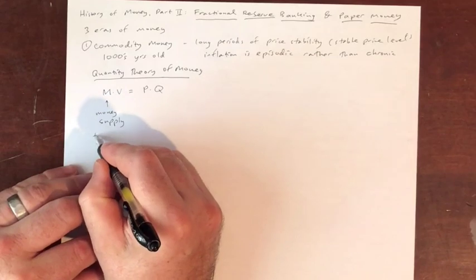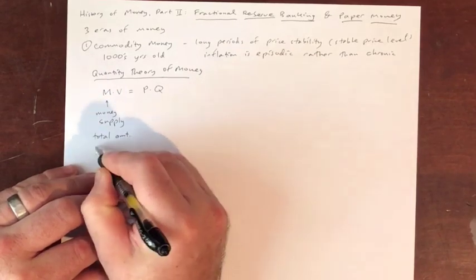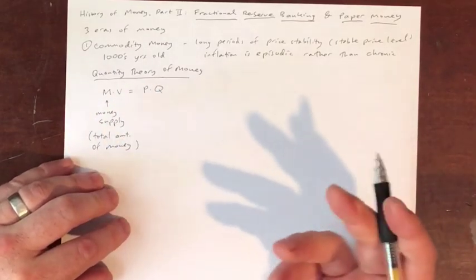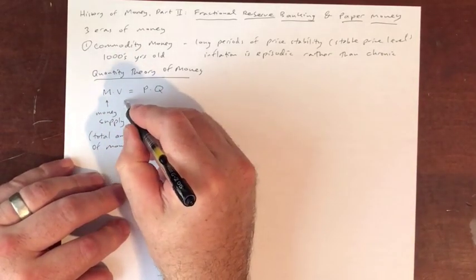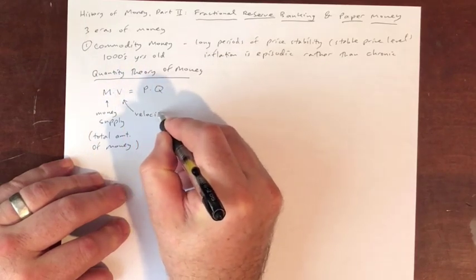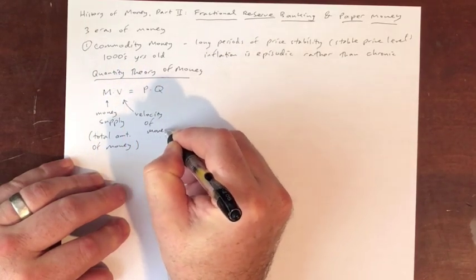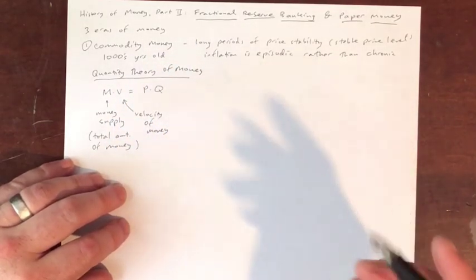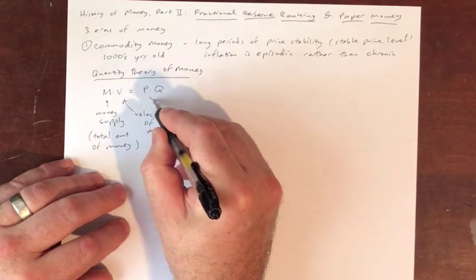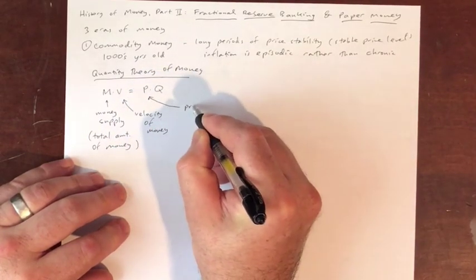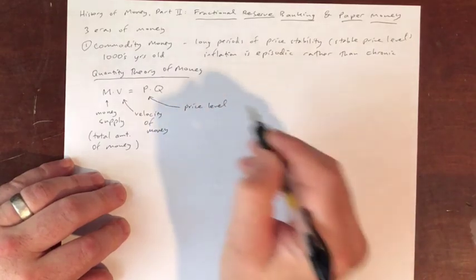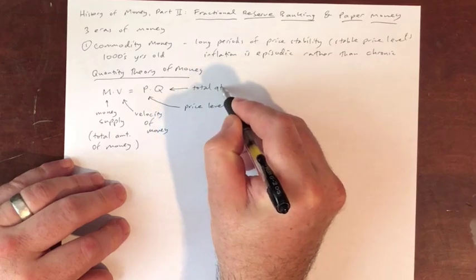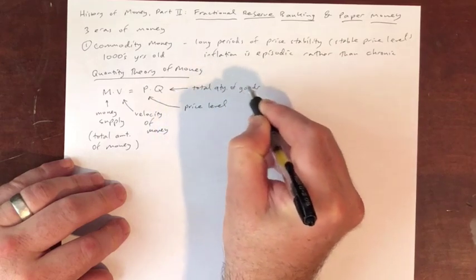That means the total amount of money that is in circulation in the economy. V is the velocity of money. Velocity of money means the number of transactions per time period, per day or per week or whatever it is. P refers to the price level, and Q refers to the total quantity of goods and services.